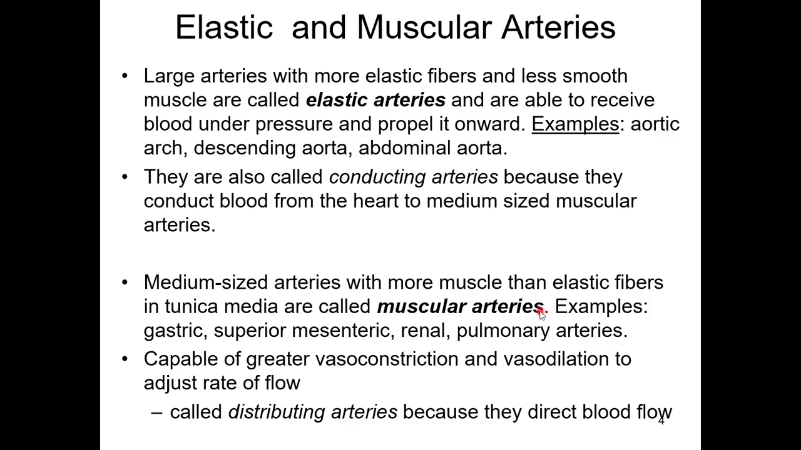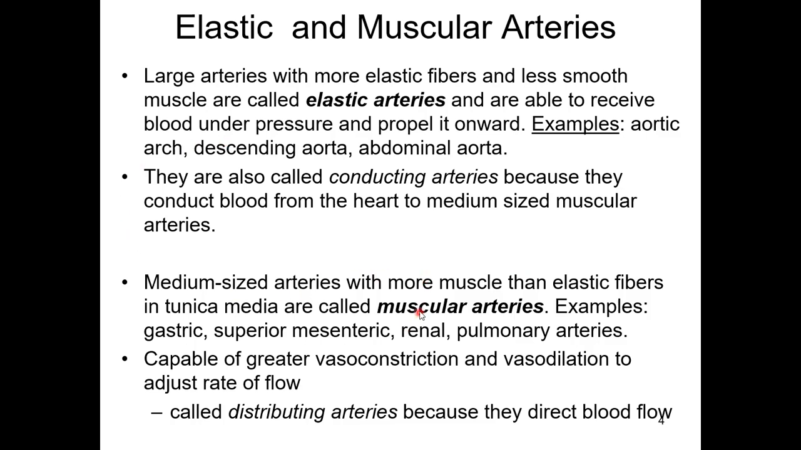Muscular arteries have a very thick, smooth muscle layer in the tunica media. These are smaller arteries. We'll see quite a few of those in the lab when we name hundreds and hundreds of arteries. And we'll be naming gastric, superior mesenteric, renal, pulmonary arteries. These are all muscular arteries. These arteries can exceptionally well vasoconstrict or vasodilate, and they distribute blood flow.